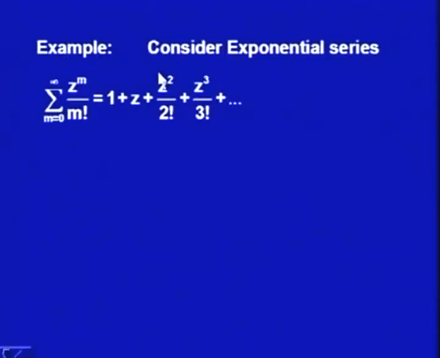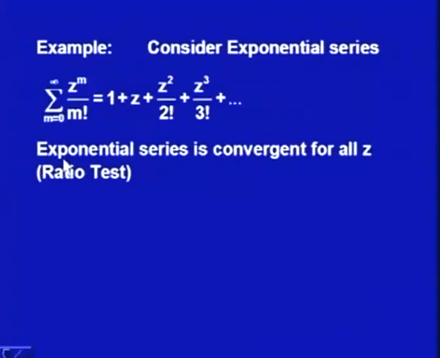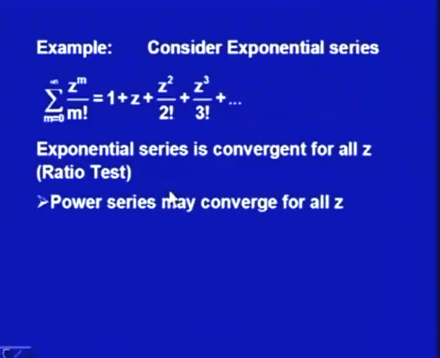In another example, consider the exponential series, which is the sum of z raised to power m divided by factorial m. This is an infinite series, equal to 1 plus z plus z square by factorial 2 plus z cube by factorial 3 plus, and so on. This exponential series is convergent for all z, and this can be proved by the ratio test.